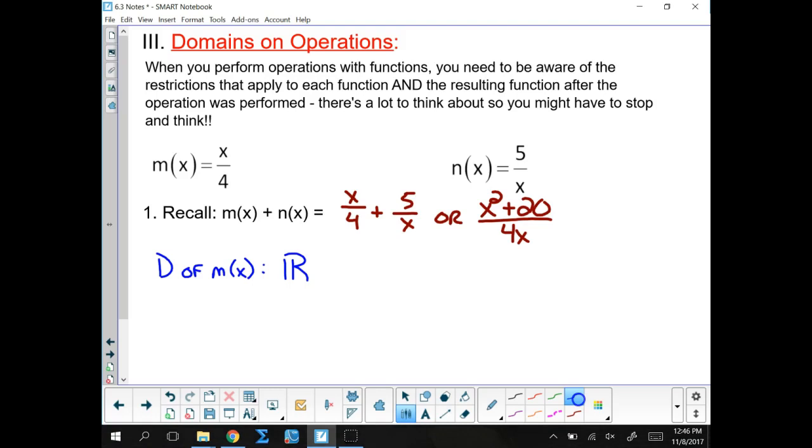Now, I've got to look at the domain of n of x. Is there a radical? No. Is there a fraction? Can the denominator ever be 0? If x is 0, right? So that one's all real numbers, except x cannot be 0.